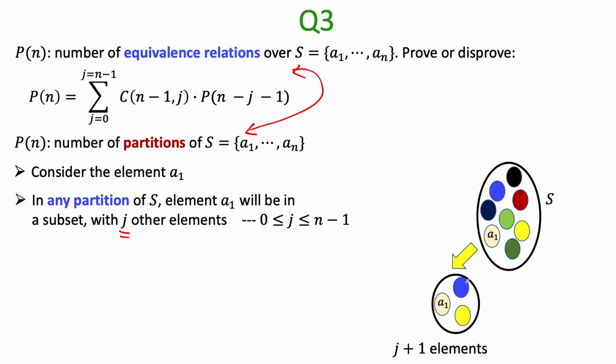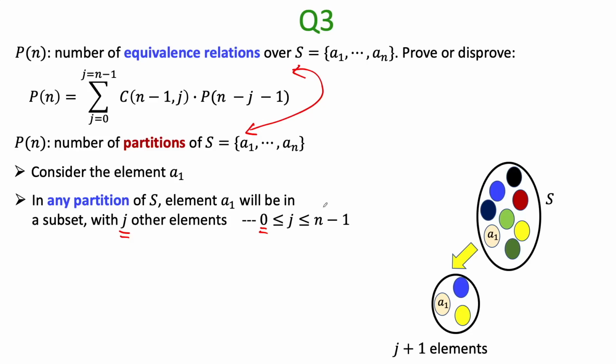Now j ranges from 0 to n minus 1. What does that mean? Either the element A1 might be the only element in its subset, that means when you are partitioning the set S into various subsets, A1 is the solitary element in the subset in which A1 is present. That's one case, in which case my j will be 0. Or my partition could be such that A1 is present along with all other elements of the set S in its subset, in which case j can take the value n minus 1. So that's why the range of j here is from 0 to n minus 1.